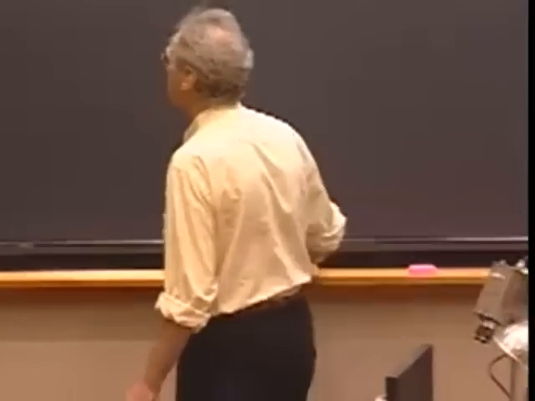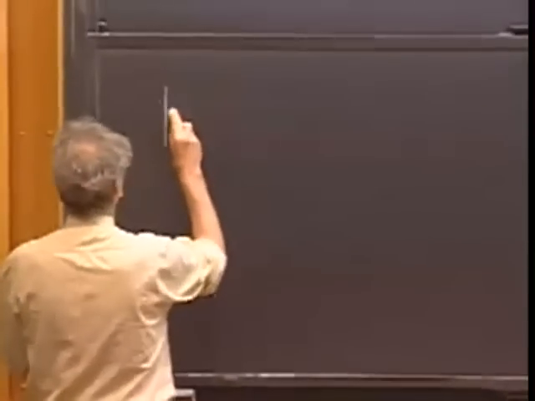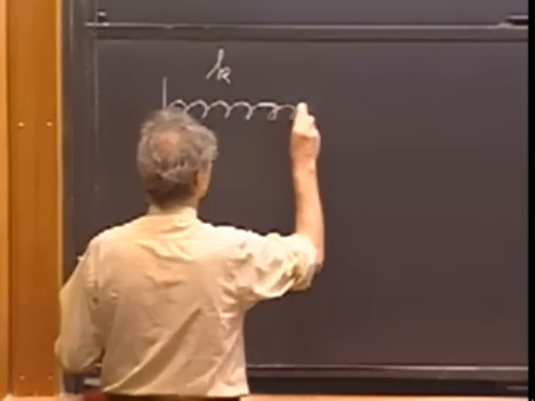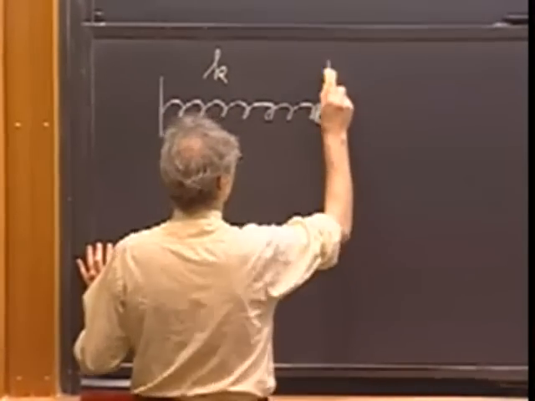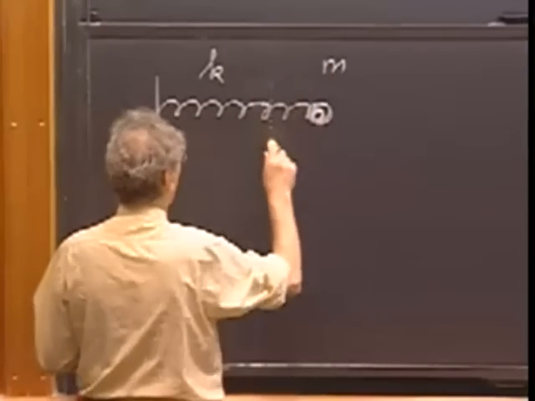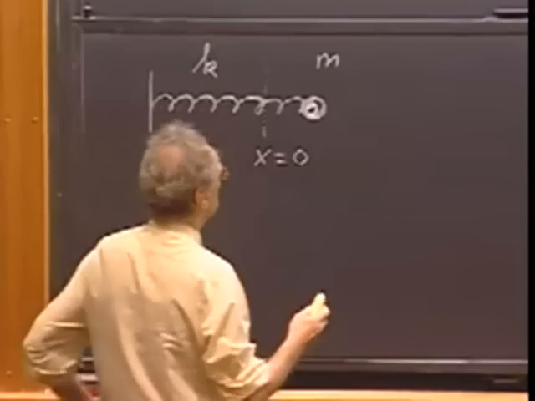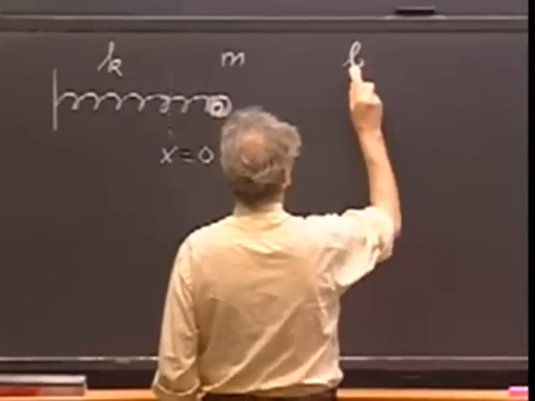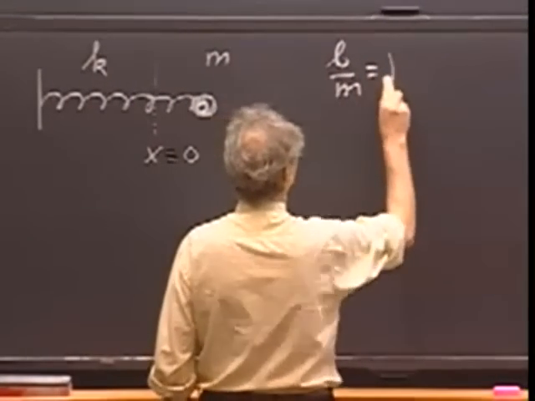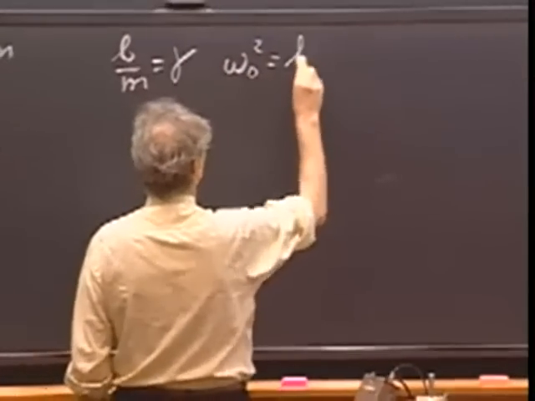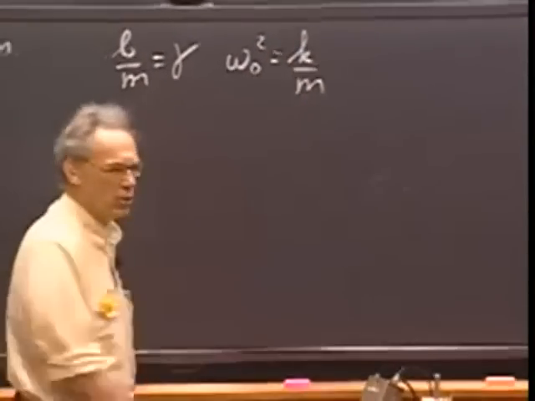And let's start with a simple example that I have here. A spring with spring constant k and an object of mass m. Let this be the equilibrium position, x equals 0. There will be damping. I will introduce again b over m equals gamma, and omega 0 squared equals k over m. We've seen this before. This is the shorthand notation.